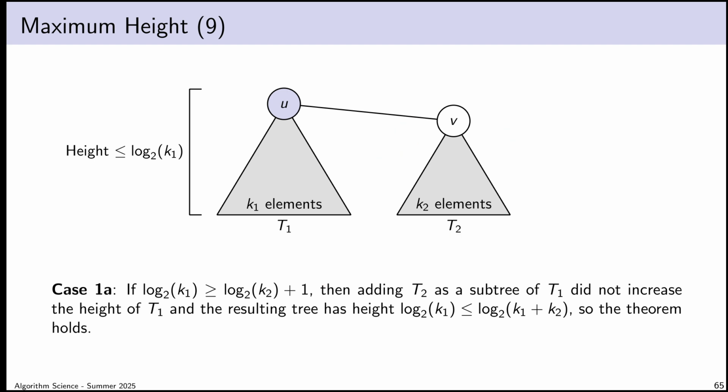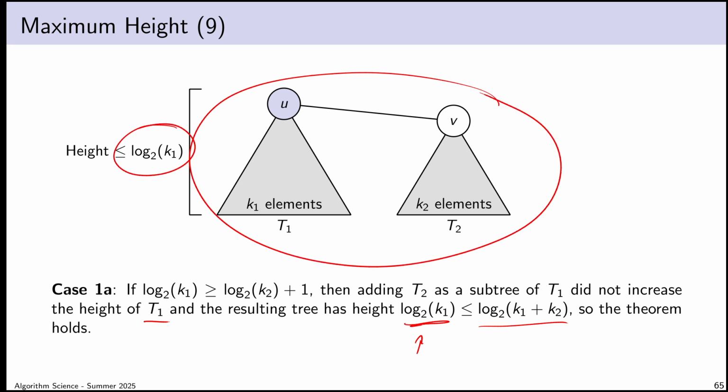So I didn't actually increase the height of T1 by doing the merge, which means the height of the resulting tree is this, the height of T1. And of course, the height of T1 by itself, log of K1, is definitely less than or equal to log of K1 plus K2. And so I now have a tree whose total height is log of K1, and which contains this number of elements, and so the theorem holds. Okay, so case 1a is taken care of.